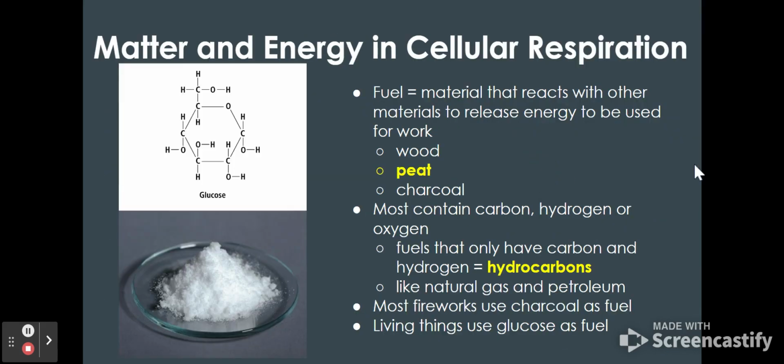Now, the fuel, that is the material that reacts with other materials to release energy to be used for work, right? Wood, peat, charcoal; those are all basic kinds of fuel. Most fuels contain carbon, hydrogen, or oxygen, like wood, peat, and charcoal. Fuels that only have carbon and hydrogen are what we call hydrocarbons. These are things like natural gas and petroleum, aka fossil fuels. Most fireworks use charcoal as a fuel. Living things use glucose as a fuel.